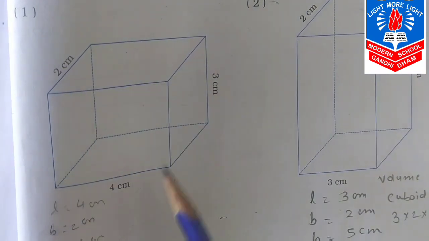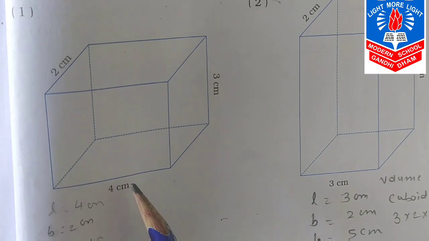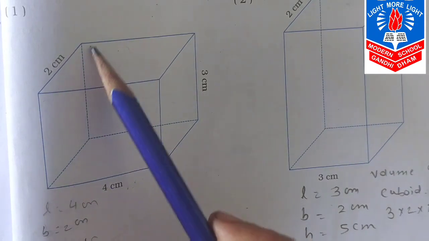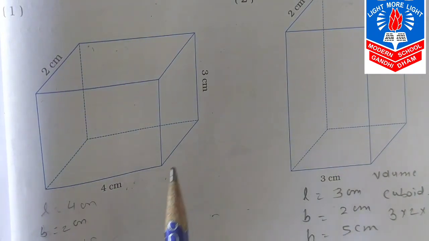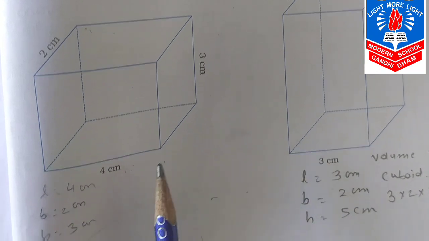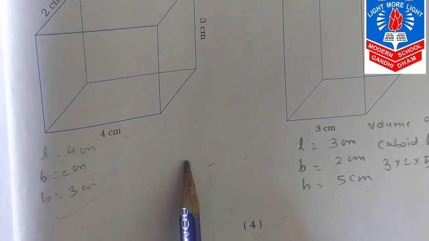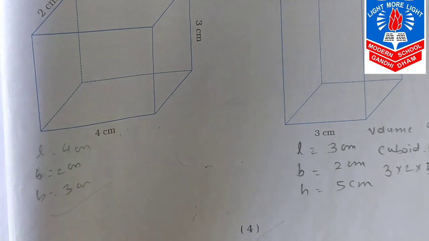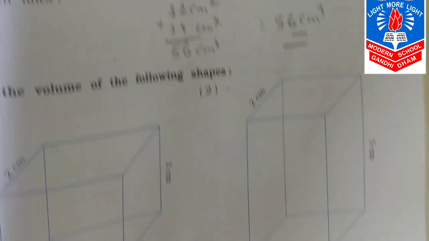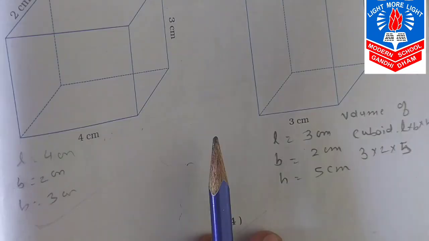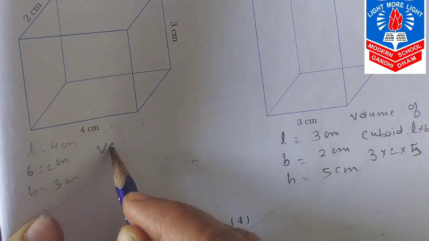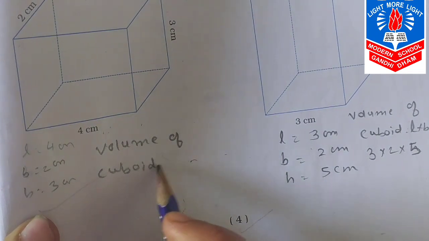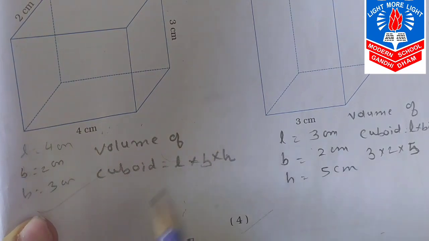See here 4 centimeter, it means length is 4 centimeter, height 3 centimeter and breadth is 2 centimeter. Here length, breadth and height all three are unequal, not the same, so it is a cuboid. It is a cuboid and here we have to find volume. So we write first the formula. Volume of cuboid is equal to length into breadth into height.